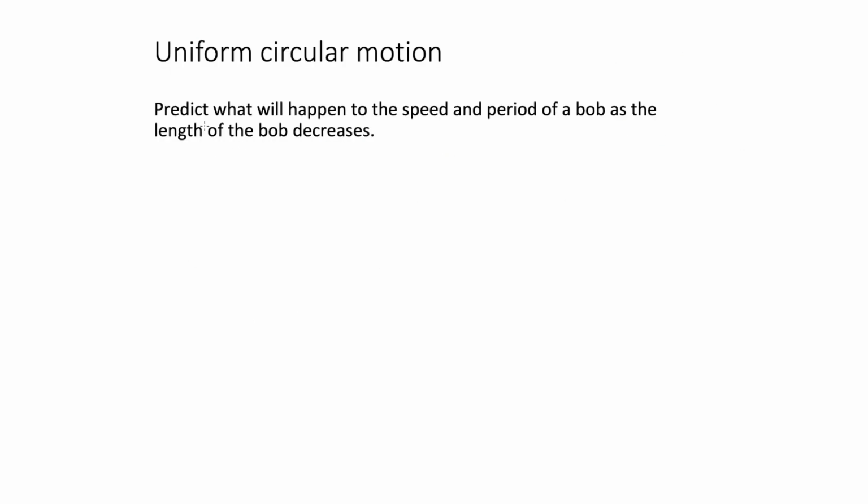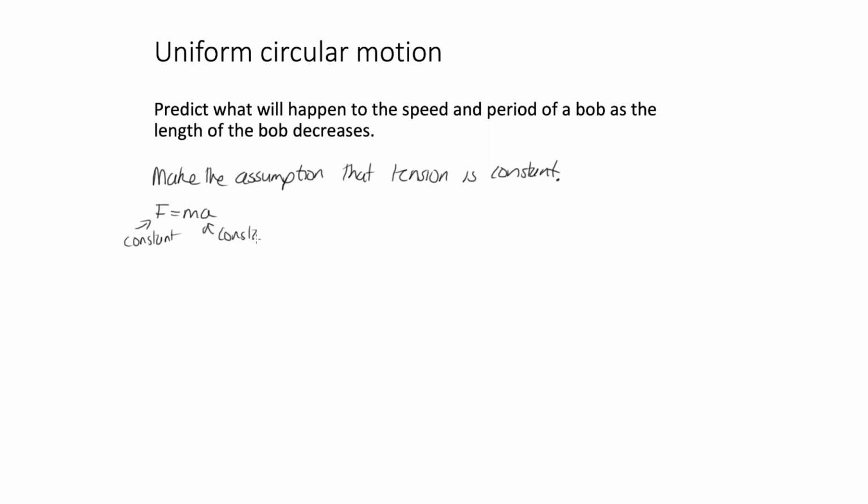Okay, so we're now asked to predict what will happen to the speed and period of a bob as the length of the bob decreases. So we looked at this in class. So we need to make the assumption that tension is constant. Now, if we assume that the tension's constant, it means that there's a constant force applied. And as we'll see later, F is equal to ma. So if this is constant, then a is constant. And we've just shown that a is equal to v squared over r. So we're assuming that this is constant.